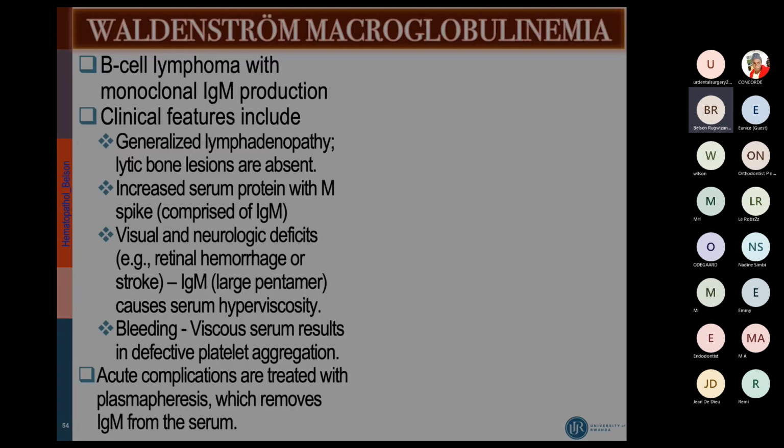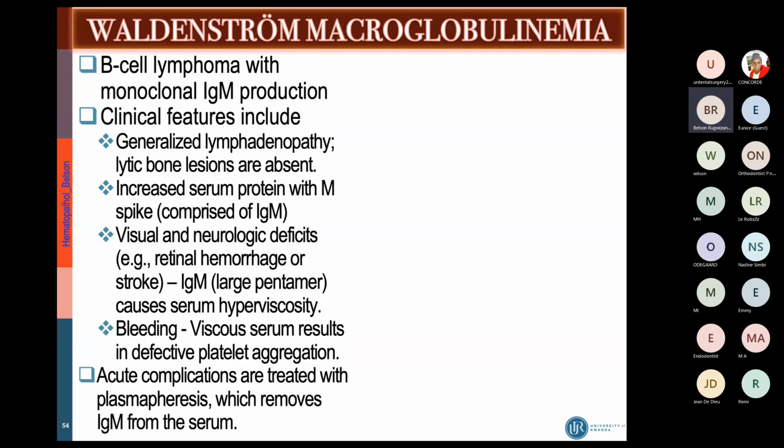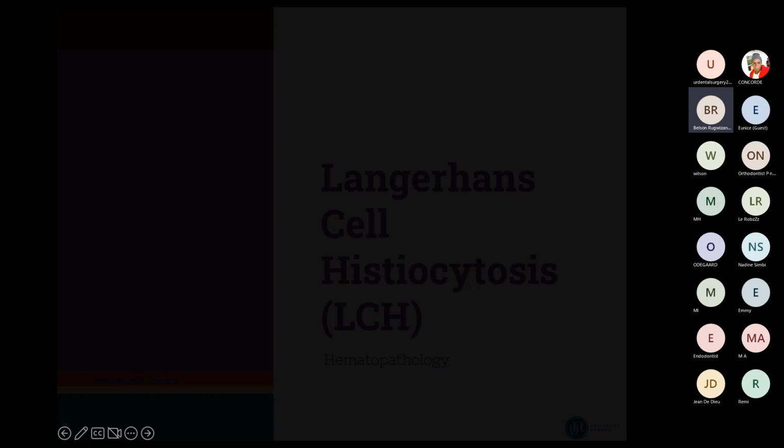So another one is Waldenström macroglobulinemia, a B-cell lymphoma, which produces too much IgM. So there is generalized lymphadenopathy; lytic bone lesions are not there. There will be increased serum protein with an M spike, which is composed of IgM, whereas in multiple myeloma it is IgA or IgG. So there are other deficits here. Acute complications are treated with plasmapheresis, which removes IgM from the serum.